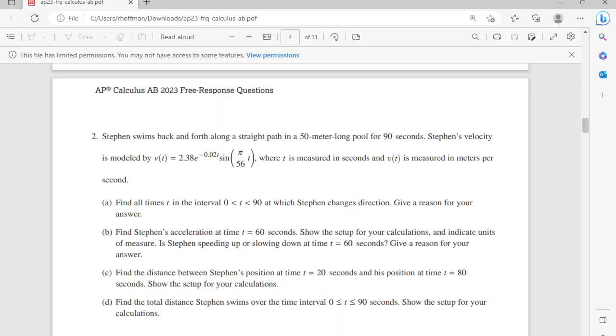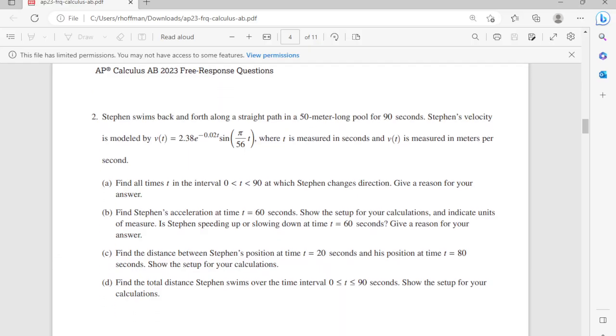Part C. Find the distance between their position at 20 and the position at 80. You might have thought of something that you're going to do in part D when you saw distance, but if we want the distance between the positions, then we just need to subtract their positions. So I need the position at 80 minus the position at 20. And that's how I would find the distance between them. So I'm going to subtract those two positions.